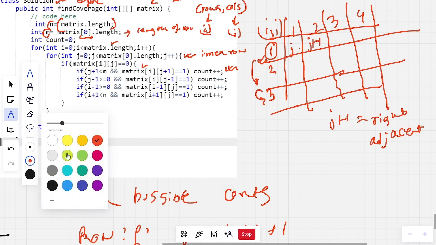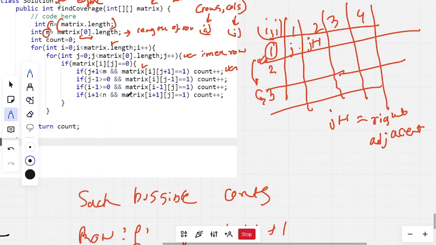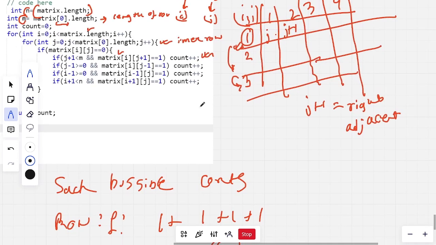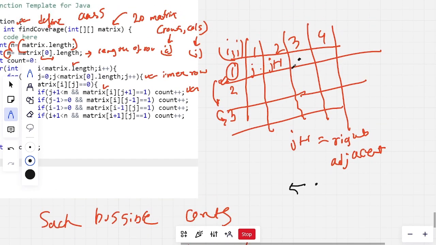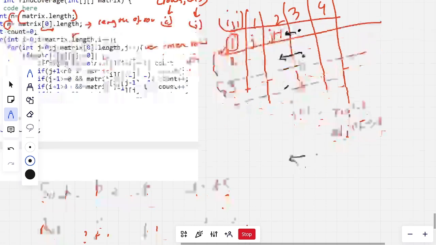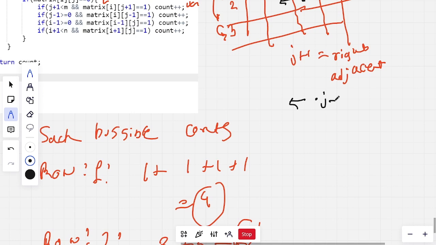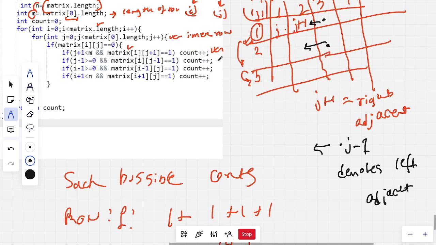Okay. Now similarly, we are checking J minus 1 greater than or equal to 0. That means suppose we are over here at this point and we have to move to this point. Suppose our element is present at this point and we have to check whether a 1 is present over here or not. So that means J minus 1 denotes the left adjacent. Okay, we are done with the right and left.